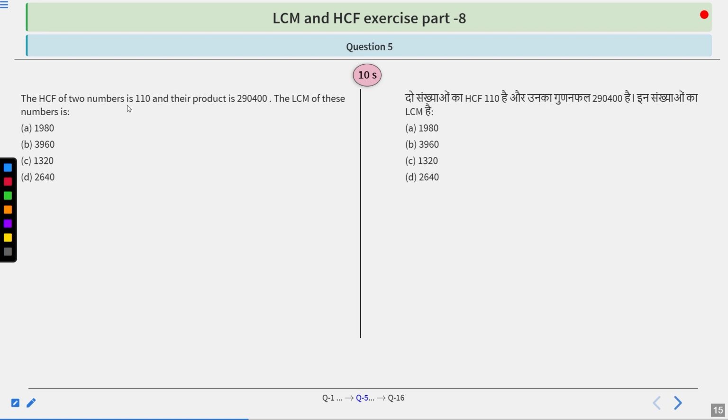The HCF of two numbers is 110 and their product is 2,90,400. The LCM of these numbers is how much? And options are option number A 9080, option number B 3960, option number C 1320, and option number D 2640. These are the options, and I'm giving you 10 seconds to find out the correct answer. After that, I will do the solution for you.